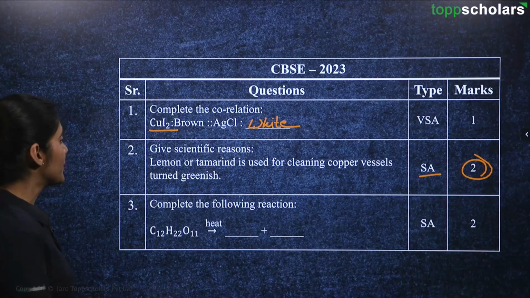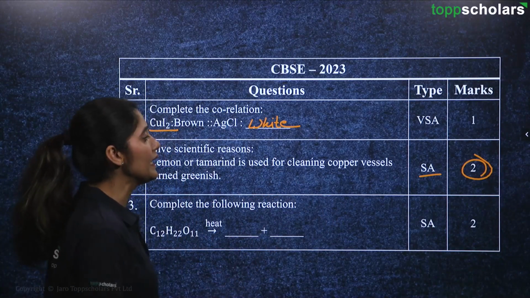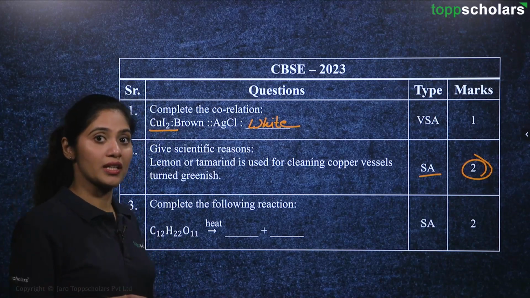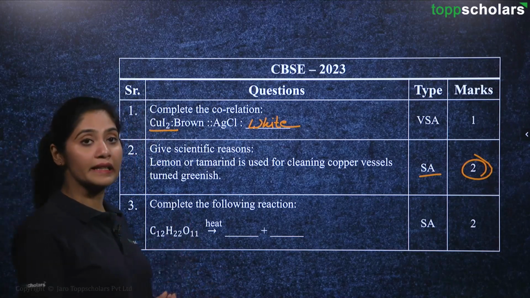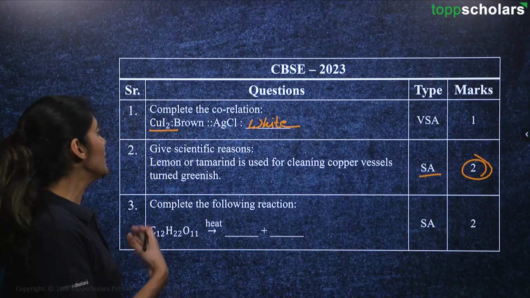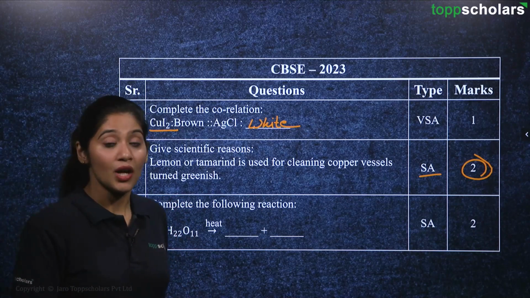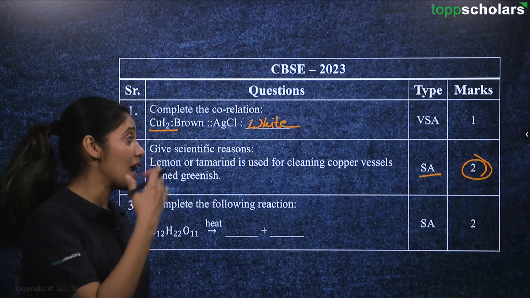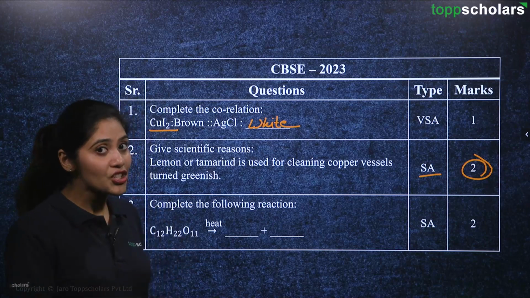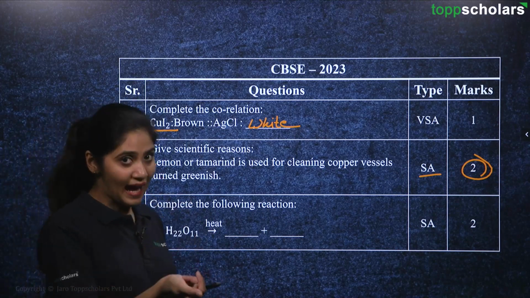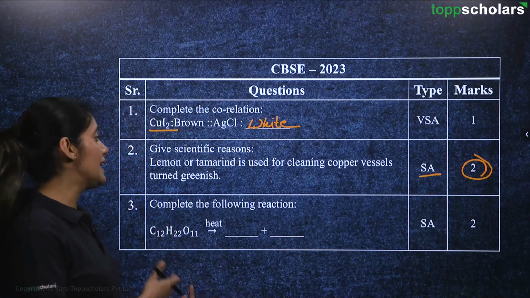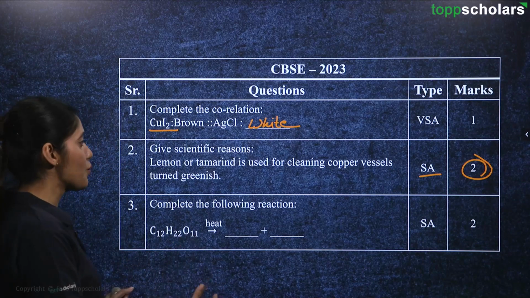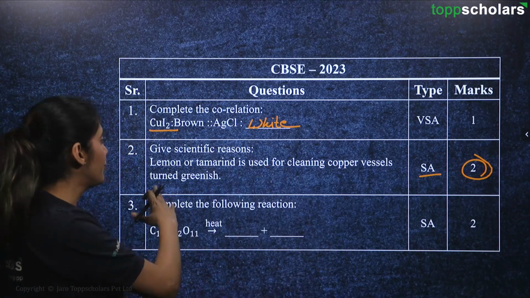Now second question, it's a short answer question carrying 2 marks. Give scientific reason: lemon or tamarind is used for cleaning copper vessel turned greenish. So we know over time copper reacts with moisture and oxygen in air and it turns greenish. So to remove that, we use lemon or tamarind. What does lemon and tamarind contain? Acids, right? So which acids are those, and what is the greenish product that forms? We will have to show the reactions between those and how it is used to neutralize that greenish compound, right? So that is why we are going to give a scientific reason for this one as well.